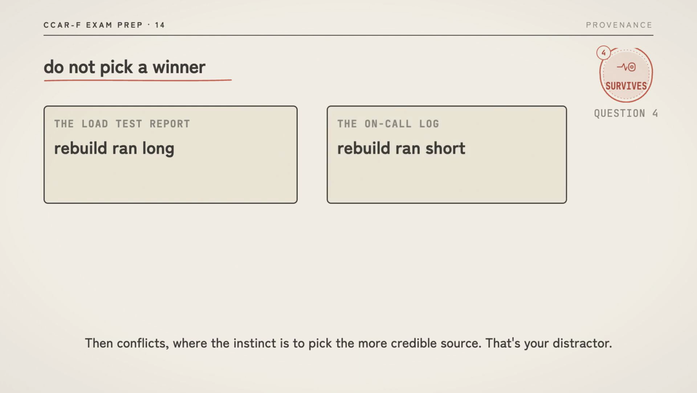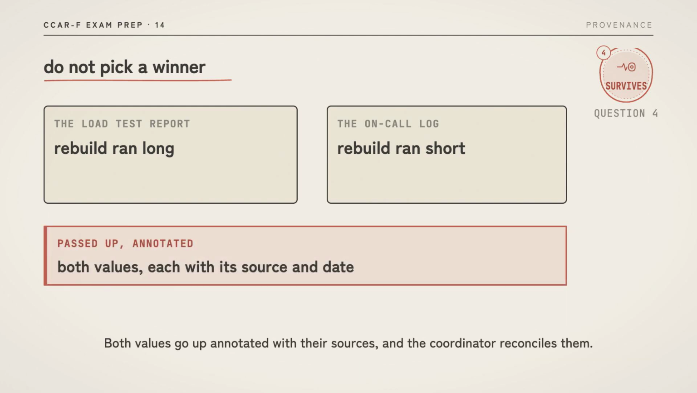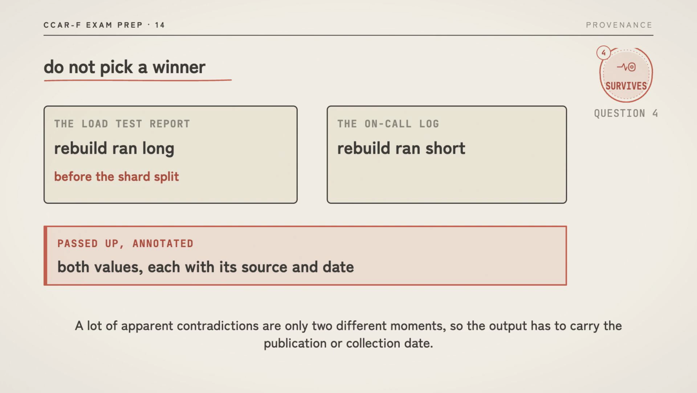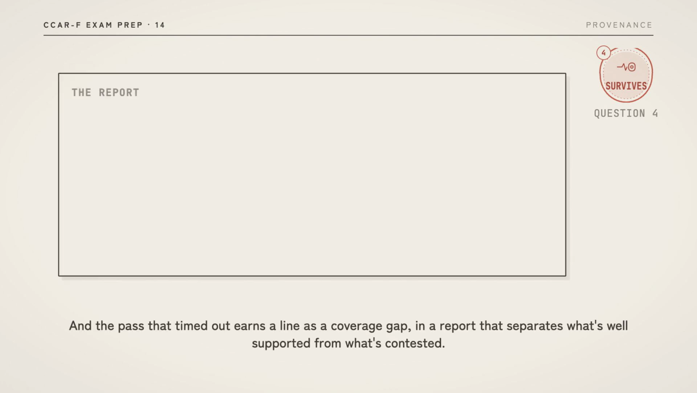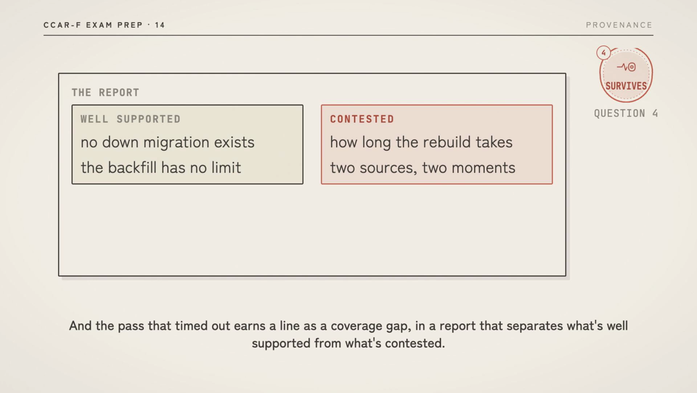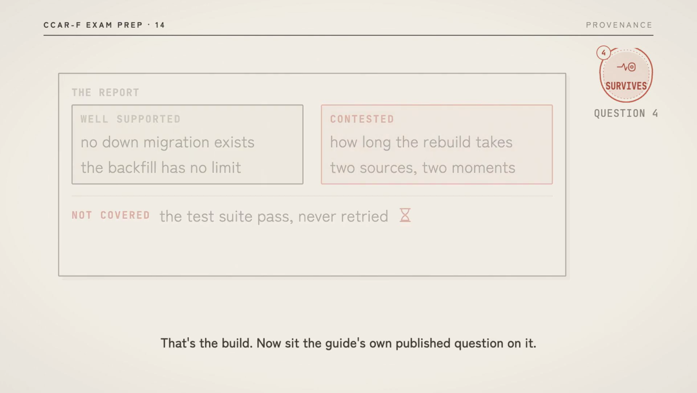Then conflicts, where the instinct is to pick the more credible source. That's your distractor. Both values go up annotated with their sources, and the coordinator reconciles them. A lot of apparent contradictions are only two different moments, so the output has to carry the publication or collection date. And the pass that timed out earns a line as a coverage gap in a report that separates what's well supported from what's contested. That's the build. Now sit the guide's own published question on it.